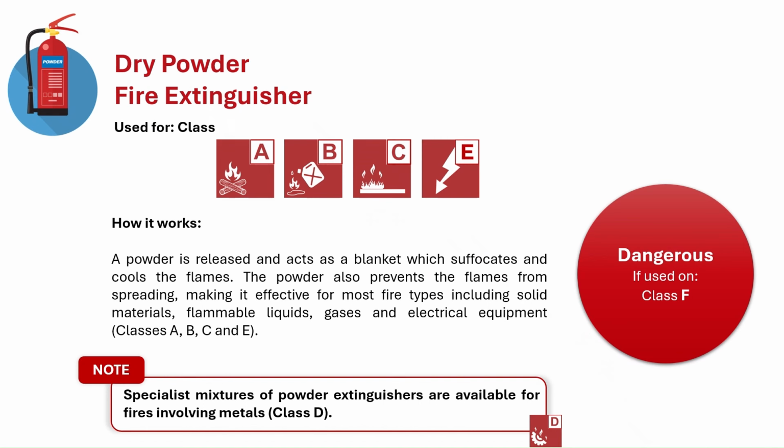Dry powder extinguishers are very versatile. These extinguishers are effective on Class A, B, and C fires, flammable gases, and even electrical fires, Class E. Dry powder extinguishers release a powder that acts as a blanket, suffocating and cooling the flames. Specialist mixtures of powder extinguishers are available for fires involving metals, Class D. Like foam, avoid using standard dry powder extinguishers on Class F fires.